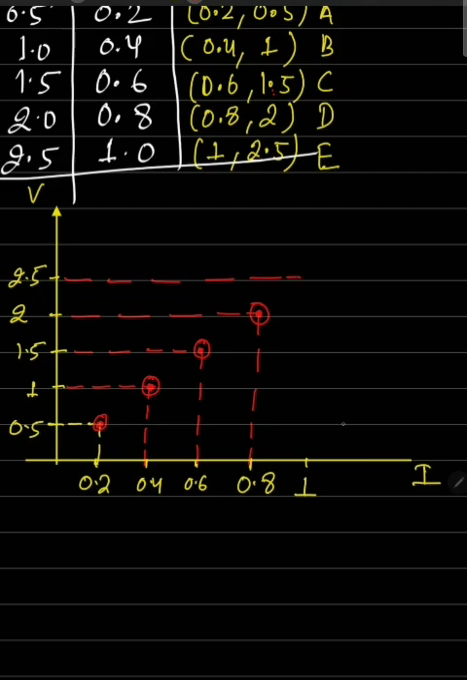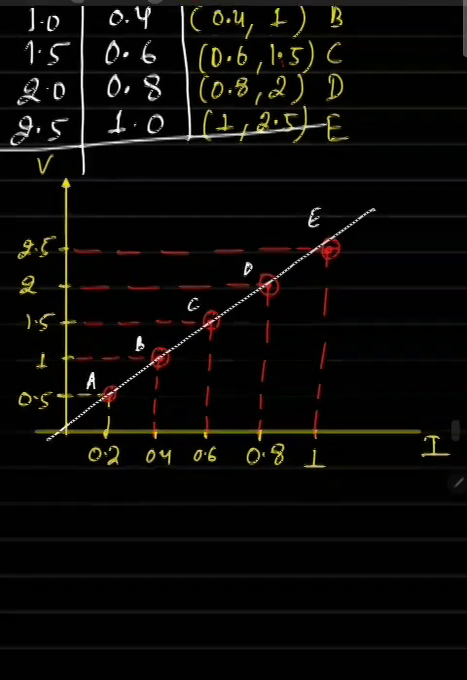Then our next point is 2.5 and 1. When you draw all this data in a graph by taking a suitable scale, you will get a linear graph, a straight line which passes through the origin. Now join all these points: this one is point A, B, C, D, E. When I join all these points, we will get one straight line which passes through the origin.